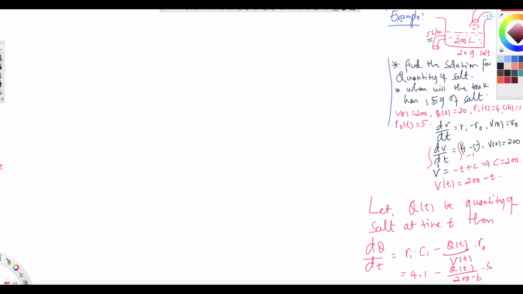And then times, this is 5. Okay guys, so we want to solve this equation. So what you get is dq/dt equals 4 minus 5 over (200 minus t) times q(t), right? And then q(0) is 20 again. So this is the equation. Now use exactly the same technique that we used before to solve.